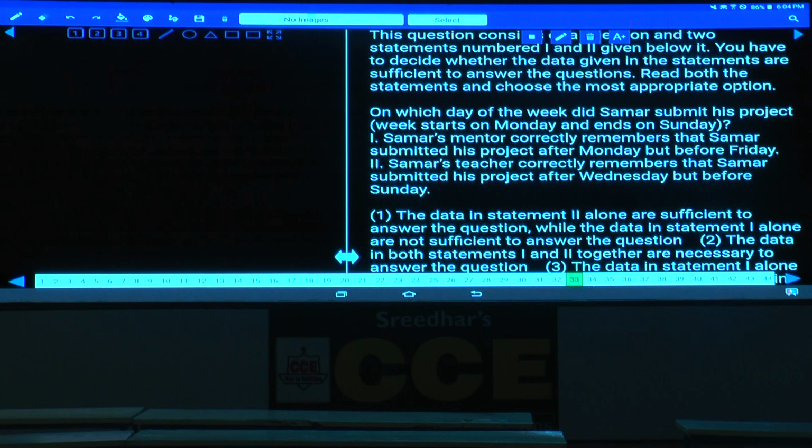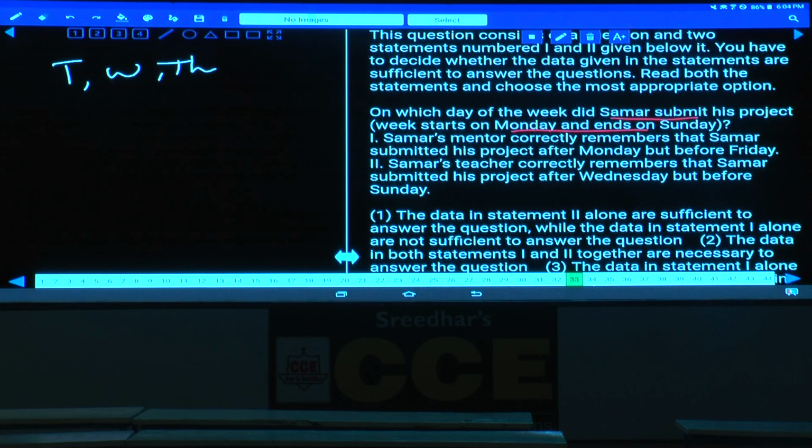Then now, on which day of the week did Samir submit his project? The week starts from Monday and ends on Sunday. And Samir's mentor correctly remembers that Samir submitted his project after Monday before Friday. After Monday before Friday it could be either Tuesday, Wednesday or Thursday. Tuesday, Wednesday or Thursday. And next one.